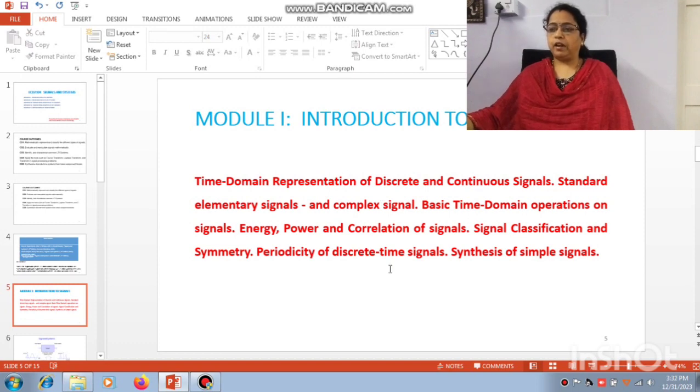Coming to module 1, that is introduction to signals. In this module, time domain representation of discrete and continuous signals will be covered. Then various standard elementary signals and complex signals will be analyzed. Then basic time domain operations on signals, various types of signals, their energy and power calculation. Then finding the correlation of signals, signal classification and its symmetry, periodicity of discrete time signals, and synthesis of simple signals will be analyzed in this module.